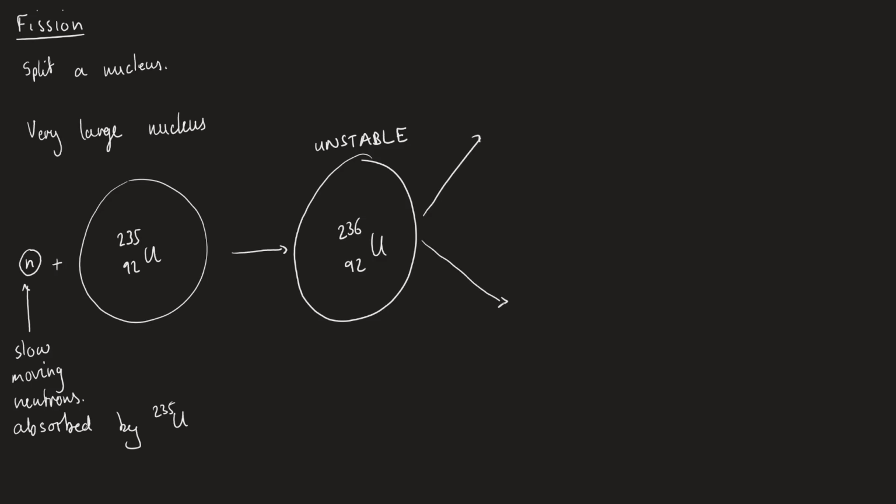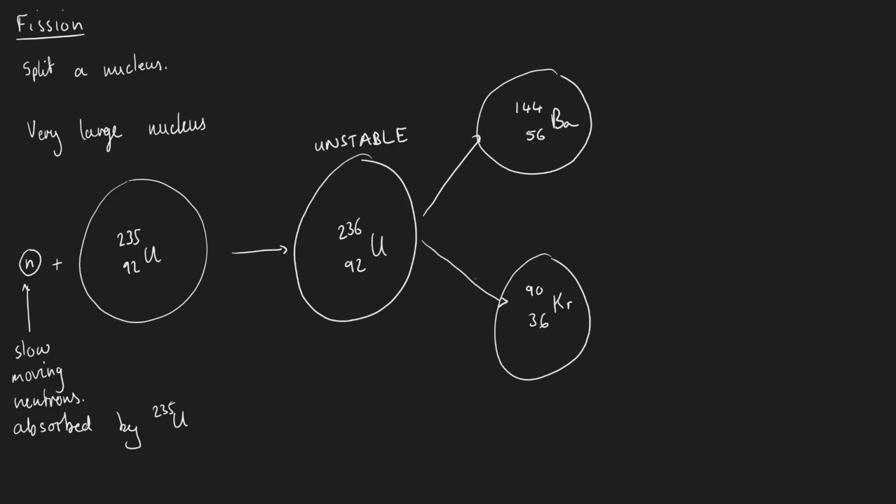Now, what it splits into is again down to chance, but by probability we can see that one possible way that this can happen is it can split into barium with 144 nucleons and 56 protons. So this is one of our, what we call, daughter nuclei, and our other is krypton-90, 36. So we have two daughter nuclei.